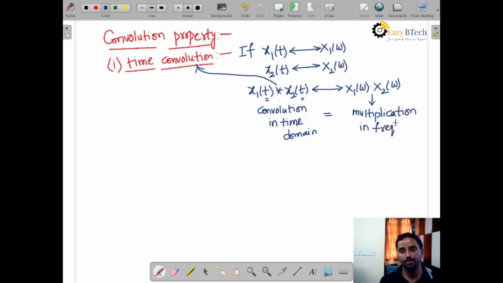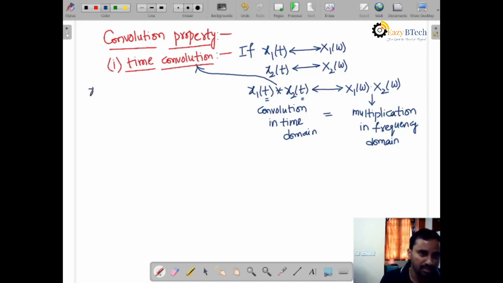This we are going to prove now: multiplication in the frequency domain. The proof is very simple. First of all, we should know the convolution definition. Then we apply the Fourier transform. Right? So first I am going to say what is convolution.